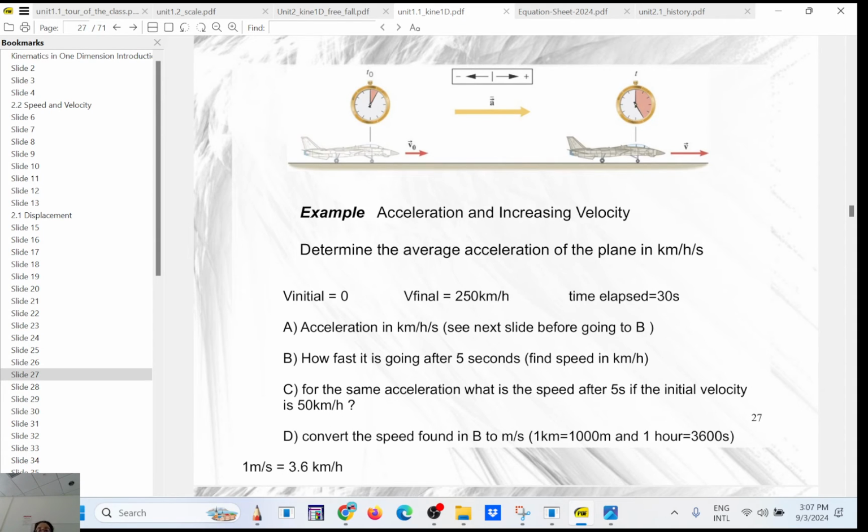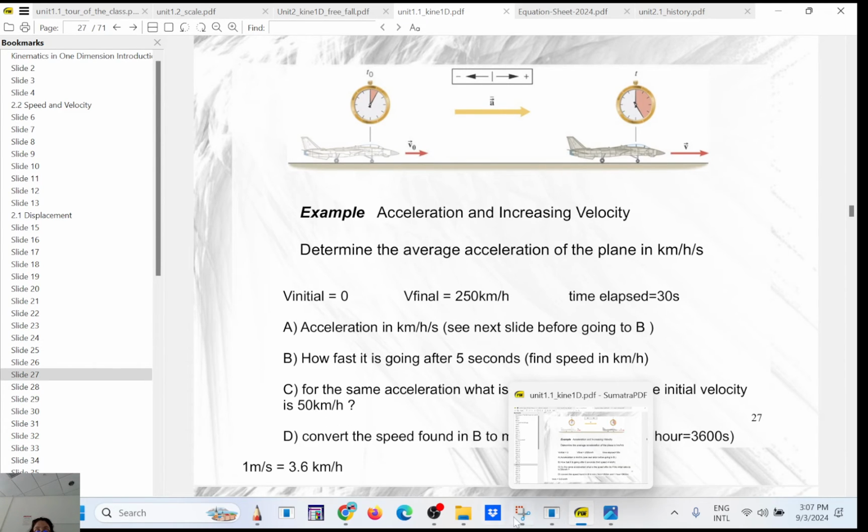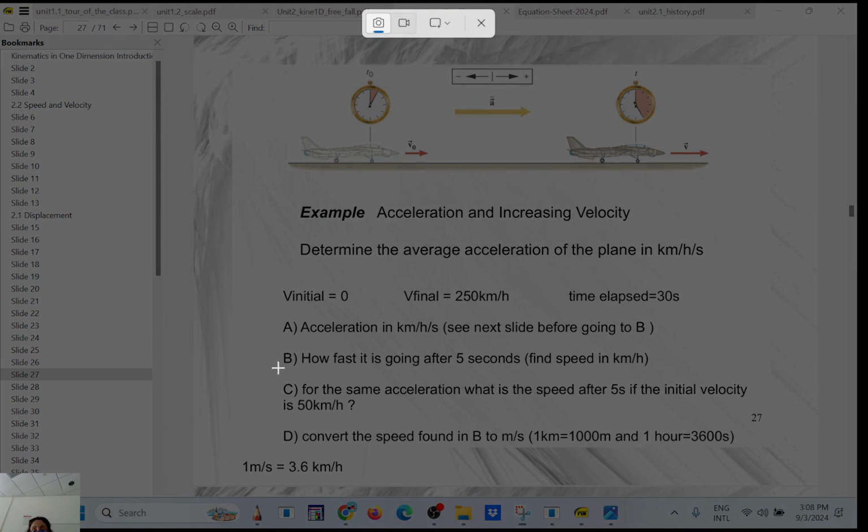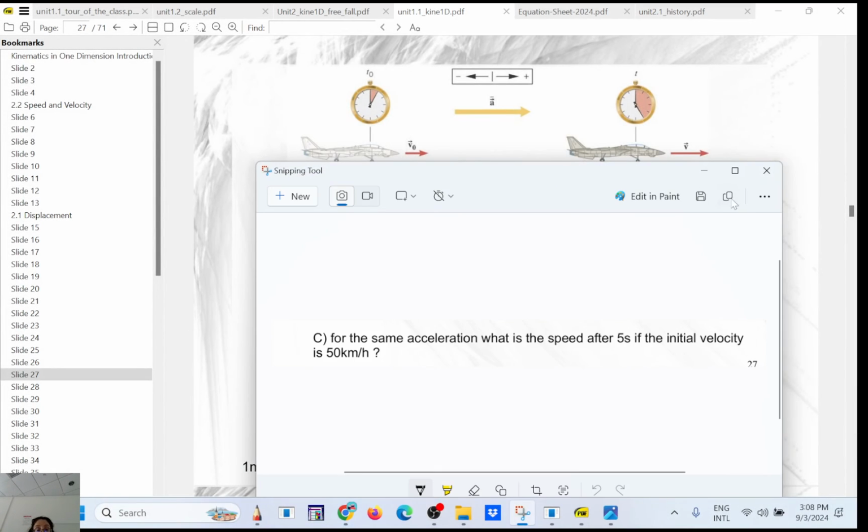Okay, let's think about this question here. So you have the same airplane and the same acceleration. But now you start your stopwatch when the airplane is going at 50 kilometers per hour. What's going to be the speed? So it has the same acceleration, but when you start your stopwatch, the airplane was going at 50. So you can discuss that, you can help each other for the same acceleration, right?